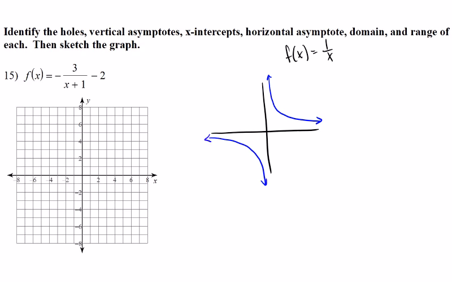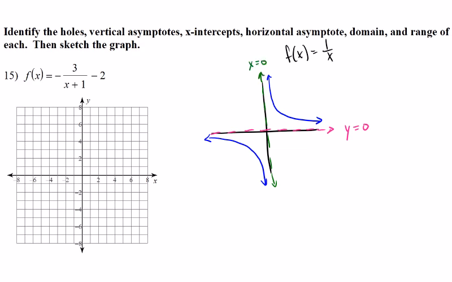And what happens is you have a horizontal asymptote at y equals 0, which is also known as the x-axis, okay? And then you have a vertical asymptote along the y-axis, which is known as x equals 0, okay?